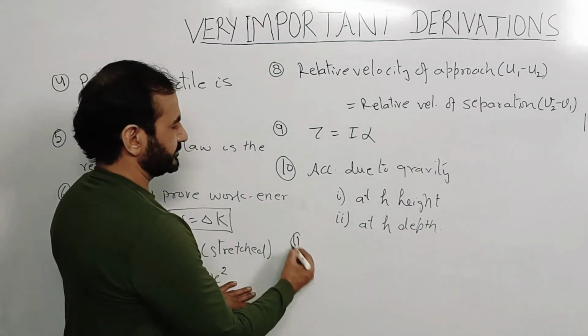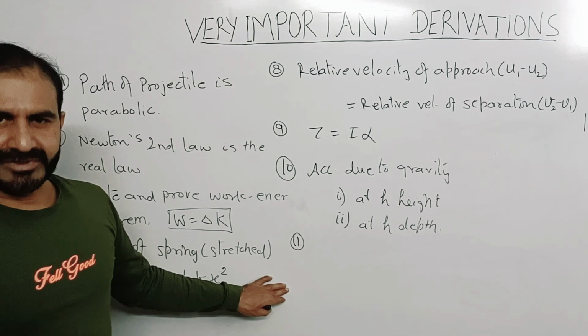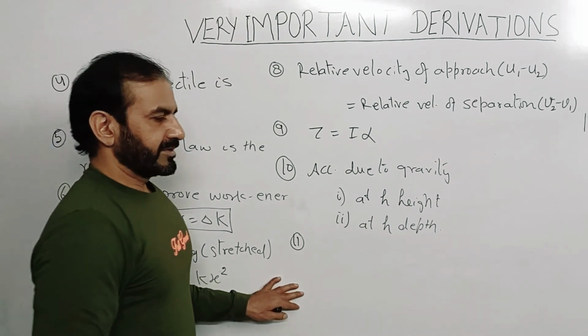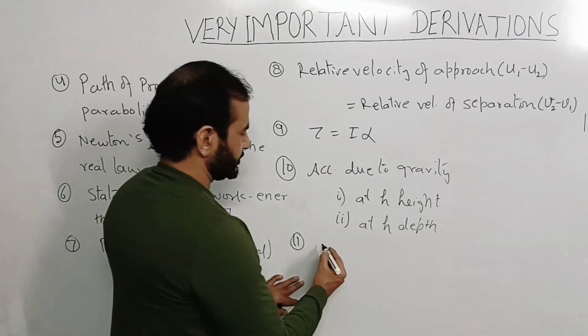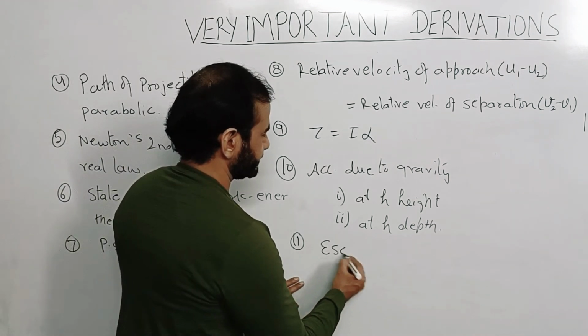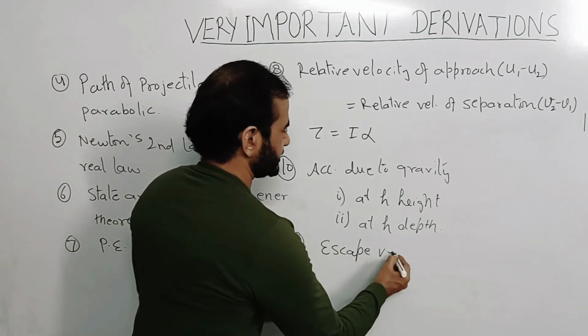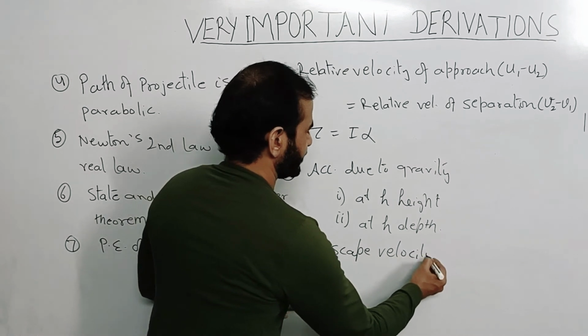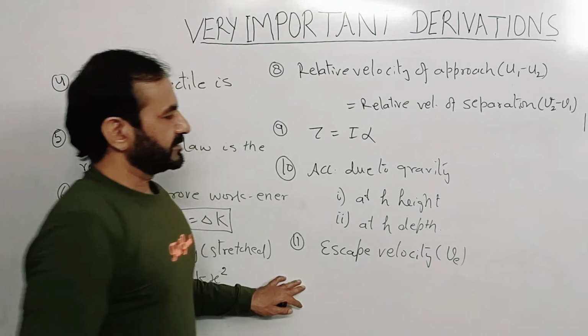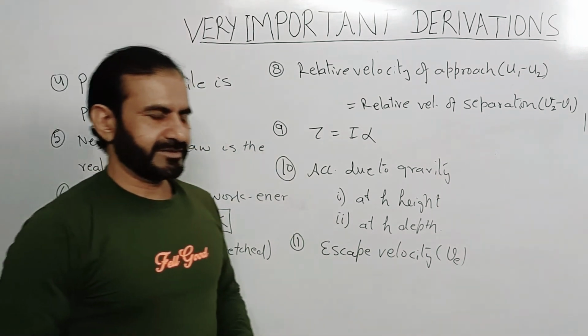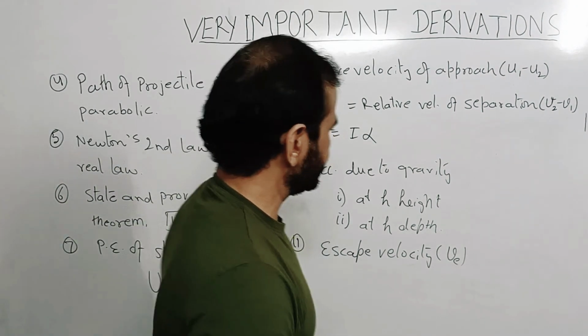11th, escape velocity. Define and derive an expression for escape velocity. Both can be asked. Escape velocity, VE. Expression for it is also very important.